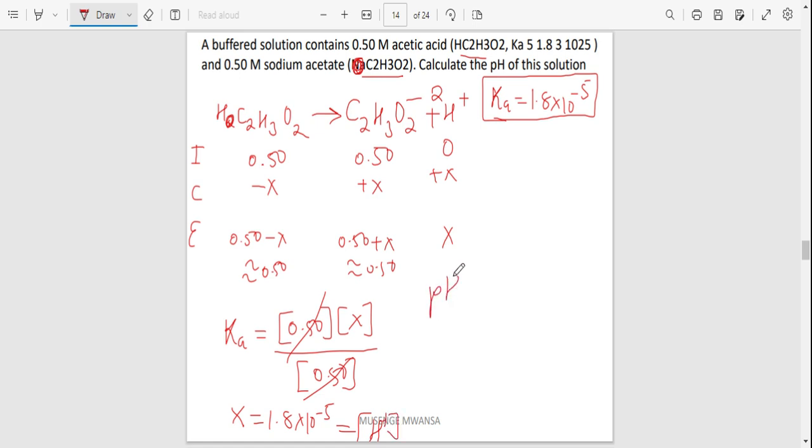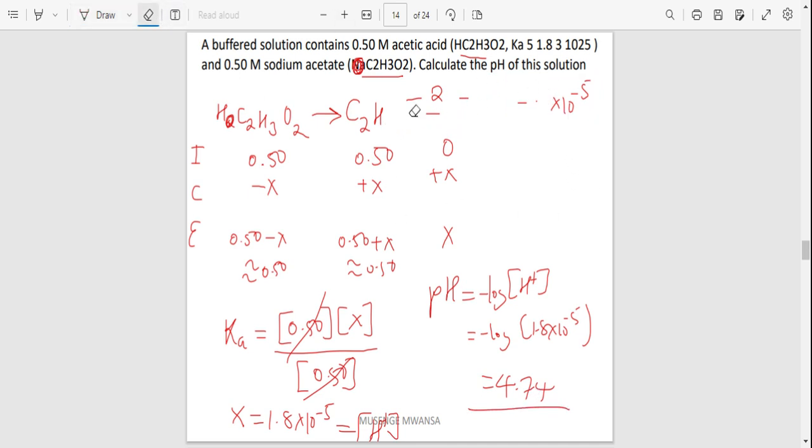You know that pH is given by negative log of hydrogen ion concentration. So this is going to give us negative log of 1.8 times 10 to the power negative 5. Let's punch that in: negative log of 1.8 times 10 to the power negative 5. That is going to give us 4.74. This is going to be the pH. So this is if we want to use this method of determining the quantity that we've not been given, which is the concentration of the hydrogen.